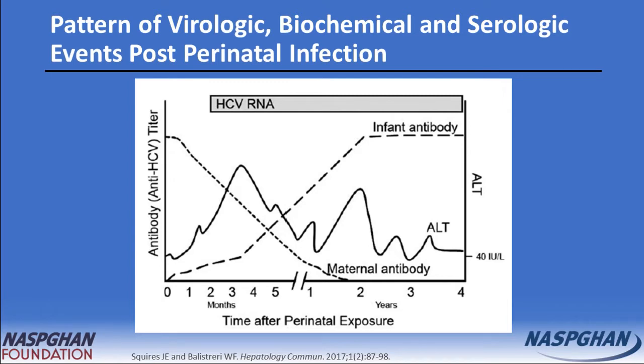The larger dashed lines are the infant antibodies, which develop over the same time period. So testing is recommended at 18 months to 2 years of age to be sure that the antibody detected in a test is actually infant and not maternal.